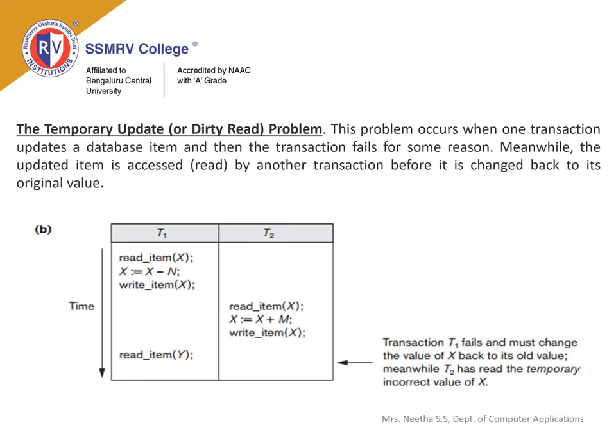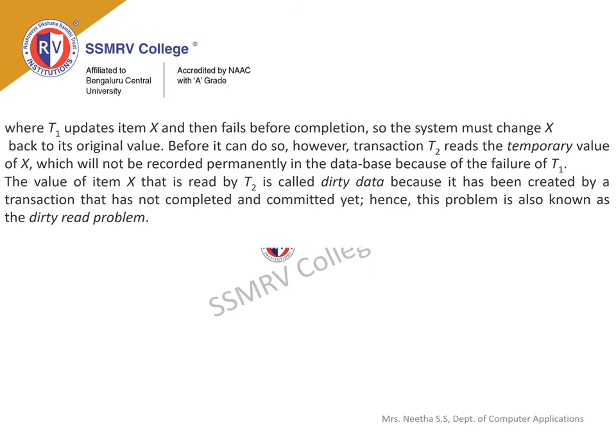In this slide, we have subtracted the value from X. But before reading that item, another transaction has started. Now T1 failed to update it, but the other transaction has read it incorrectly. Where T1 updates item X and then fails before completion, the system must change X back to its original value. Before it can do so, however, transaction T2 reads the temporary value of X, which will not be recorded permanently in the database because of the failure of T1. The value of item X that is read by T2 is called dirty data because it has been created by a transaction that has not completed and committed. Hence, the problem is also known as the dirty read problem.